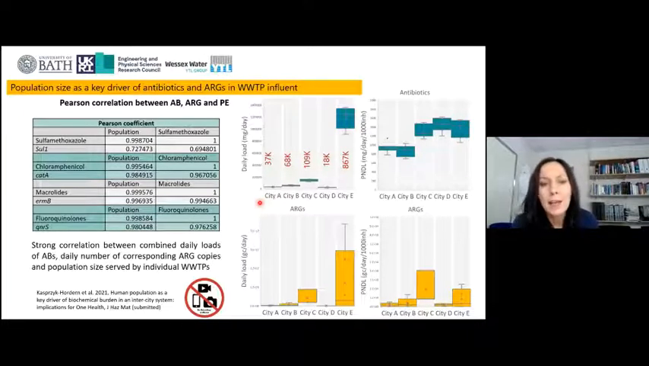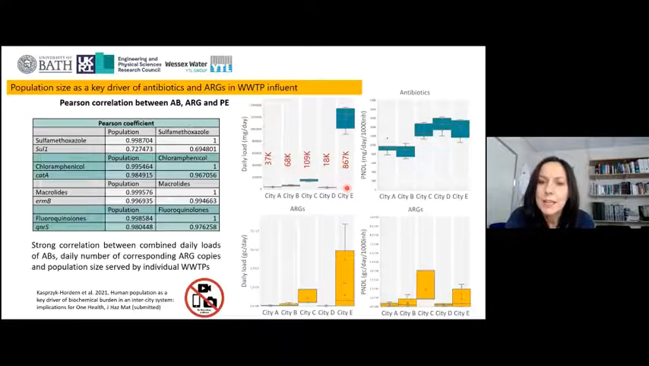So what we have done, and here there's one example, antibiotics and antibiotic resistance genes. We looked at 3 variables in the system. One is antibiotics themselves and the metabolites, ARGs, so resistance genes, and also population size. And here we have 5 cities, exactly the same cities that I've discussed, and we have daily loads. These are antibiotics, and this has corresponding resistance genes. And here we have population contributing to the sample.